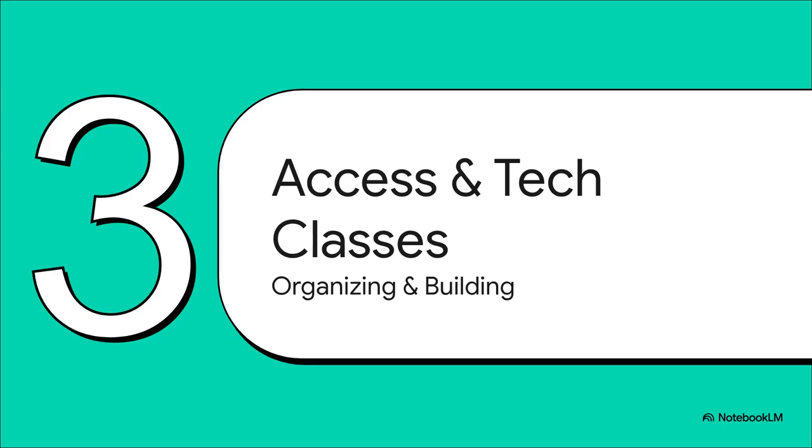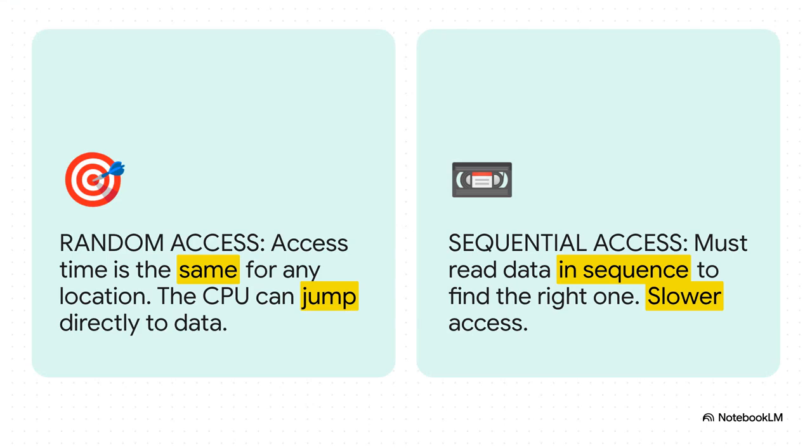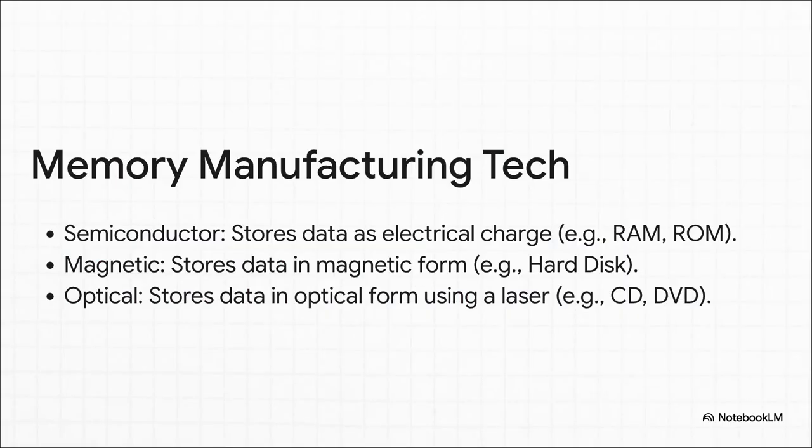So beyond that big primary versus secondary split, we can actually categorize memory in a few other important ways. It's not just about speed and permanence, it's also about how we get the data out and what the memory is physically made of. The way we actually get to our data is a huge differentiator. With random access, the CPU can just jump directly to any piece of data at once, no problem. It's kind of like finding a book in a library using its catalog number. But with sequential access, and you can think of an old cassette tape here, you have to read through all the data that comes before it to get to what you're looking for. Obviously, much, much slower. And the physical tech matters a whole lot too.